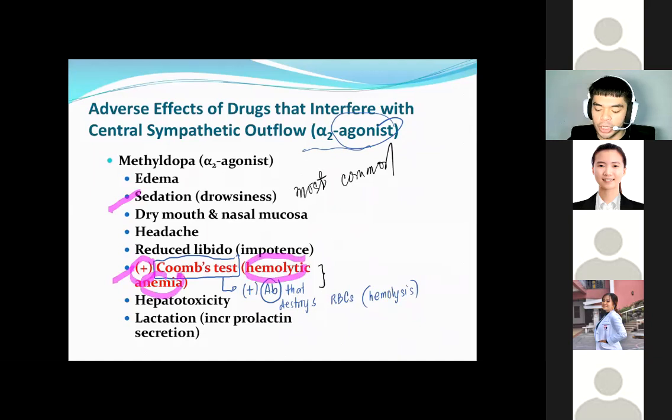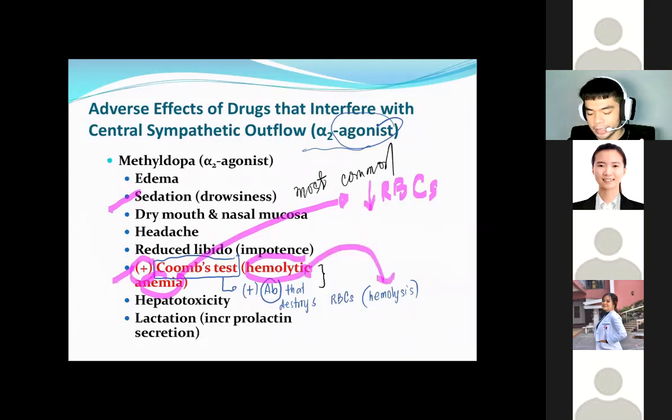When we say hemolytic anemia, anemia is bababa ang red blood cell ng tao. And hemolytic means the reason of RBC reduction is hemolysis. Okay, hemolysis. Kaya pwede mag-result ito sa hemolytic anemia. Nagets ba yung Coombs test and hemolytic anemia? Yes po. Okay.